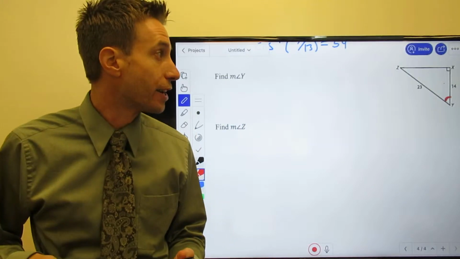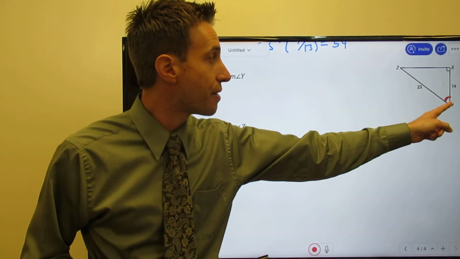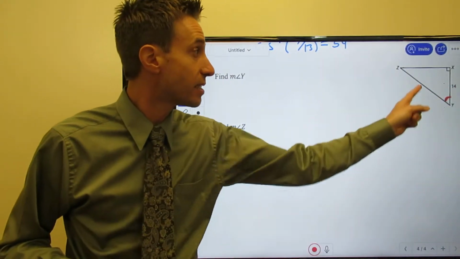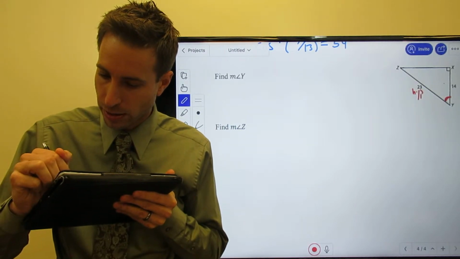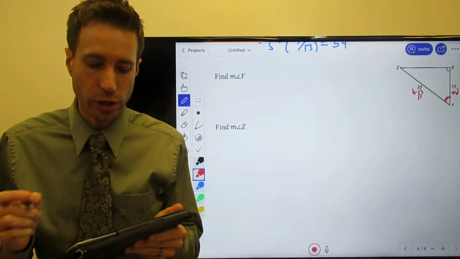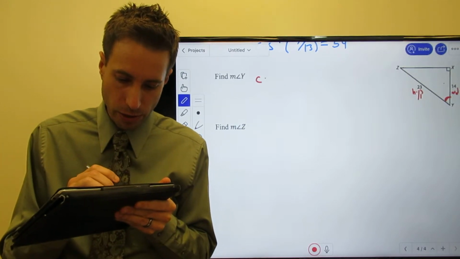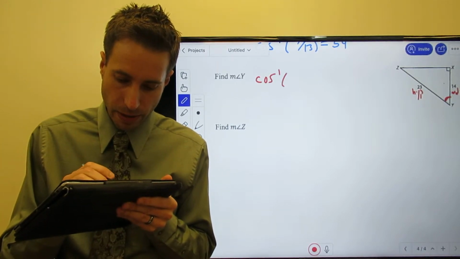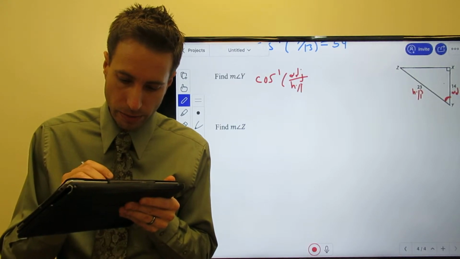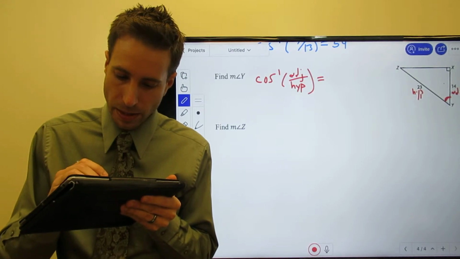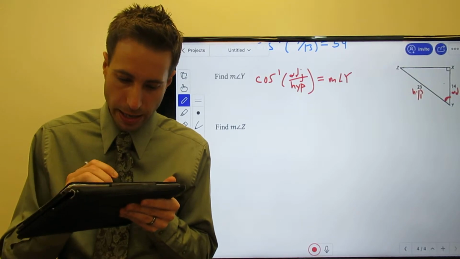All right, what do I know? Well, this is angle Y. That makes 14 the adjacent, and 23 is the hypotenuse. So hypotenuse, adjacent. Yeah, we're using cosine. So we're going to do the inverse cosine of adjacent over the hypotenuse. The measure of angle Y.